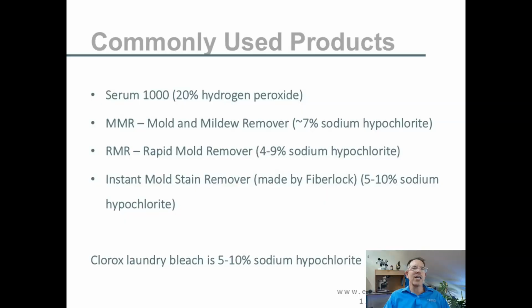So these are the things that they use, and some of the commonly used products that companies use these days. You'll hear things like a product called Serum 1000, which is a hydrogen peroxide. Then there's mold and mildew remover. There's rapid mold remover, instant mold stain remover. Clearly, people aren't very creative with their names, but really, it's almost always bleach, sodium hypochlorite, at a higher level, and hydrogen peroxide.